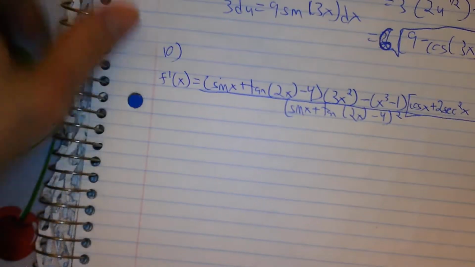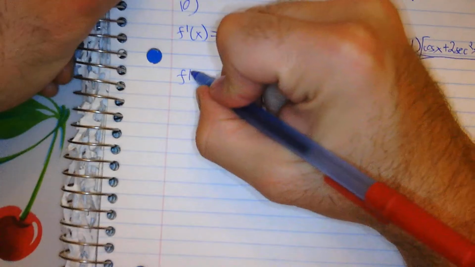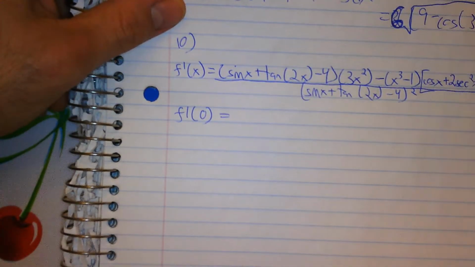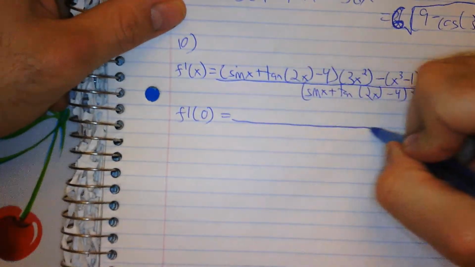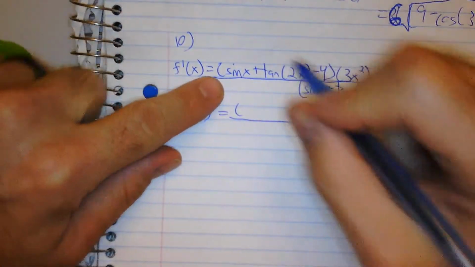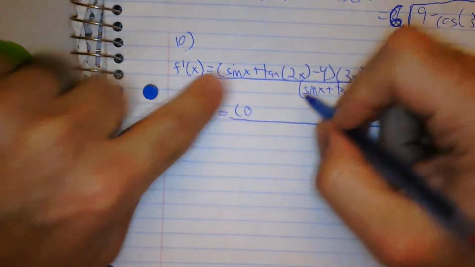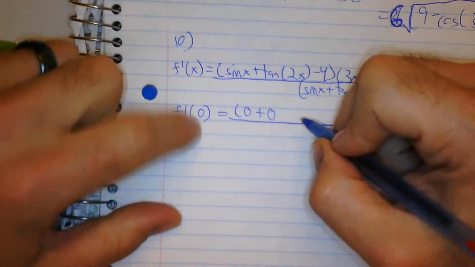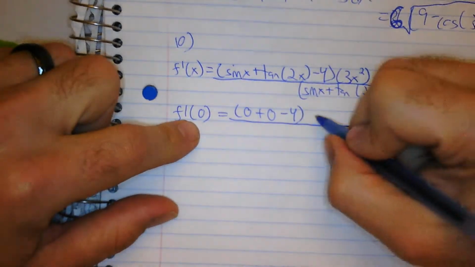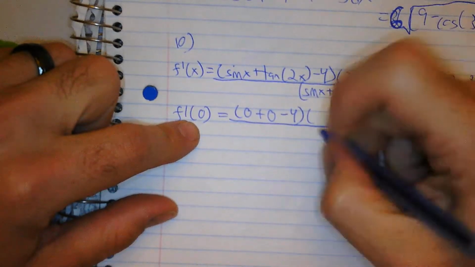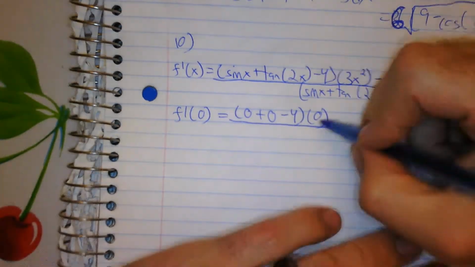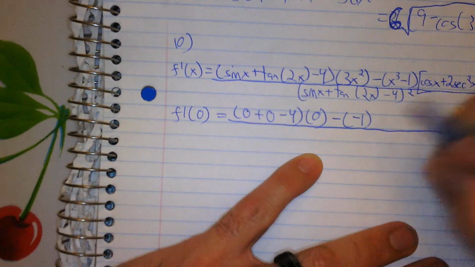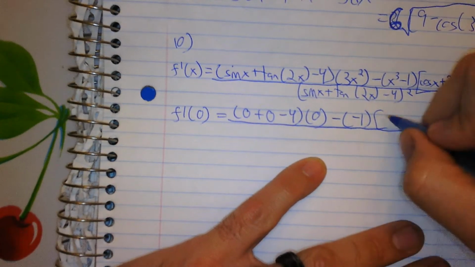Now, thankfully, we're asked to find f prime of 0. So this thing's going to have a lot of canceling going on, won't it? Thank God. Let's start over here. Sine of 0 is 0. What's tangent of 0? 0. Minus 4 times 3 times 0. So that's all going to go to 0. Minus, this is 0 minus 1, which is negative 1, times cosine of 0 is 1.